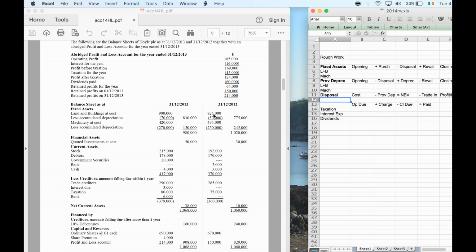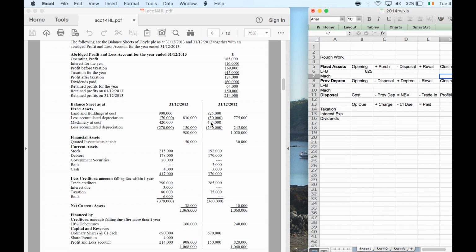So 2012, our opening figure for land and buildings was 825. At the end, we have a closing figure of 900. So the only things that could have happened during the year, I could have bought new fixed assets. I could have sold some of our fixed assets, some of the 825, and I could have revalued. And all of those three together will explain my closing balance. Now, usually I'm going to be given two of these numbers, and the third one I'll work out by deduction. Okay.